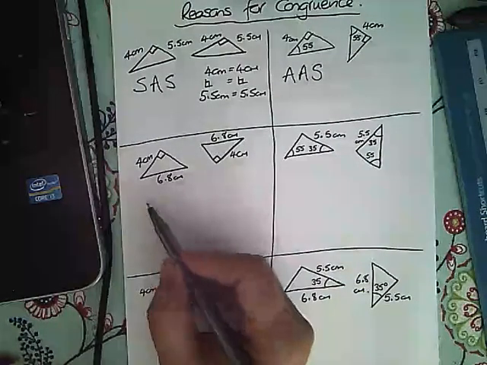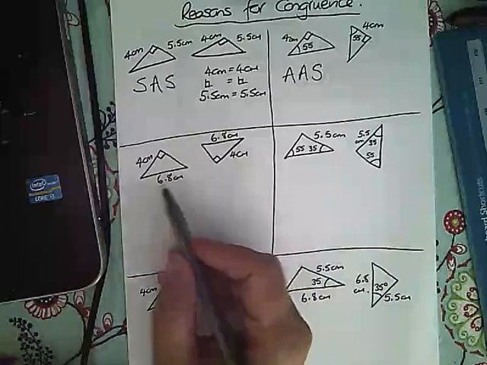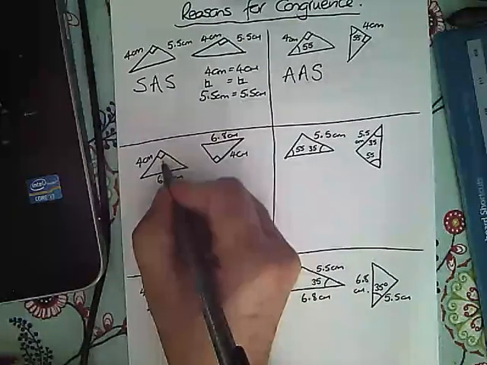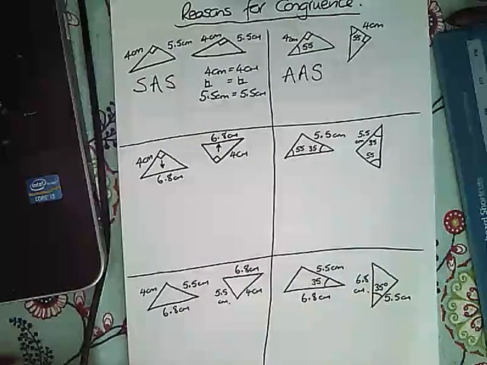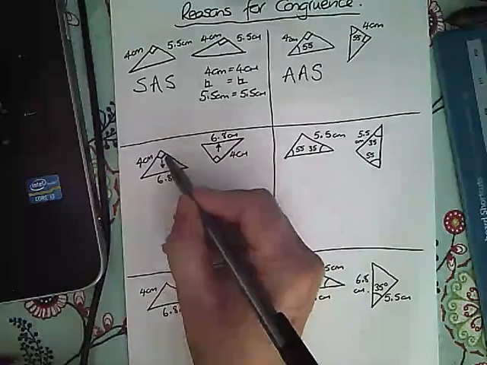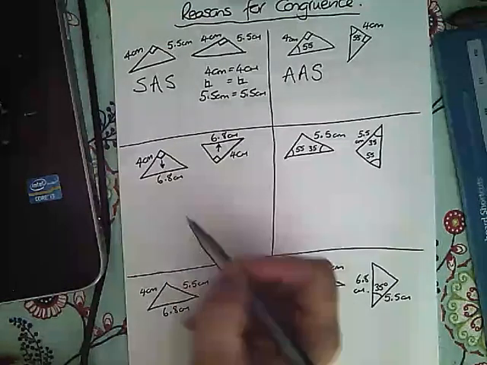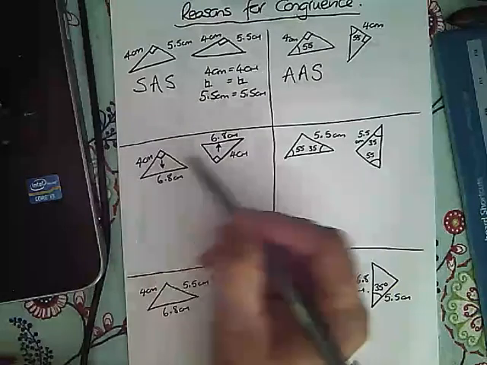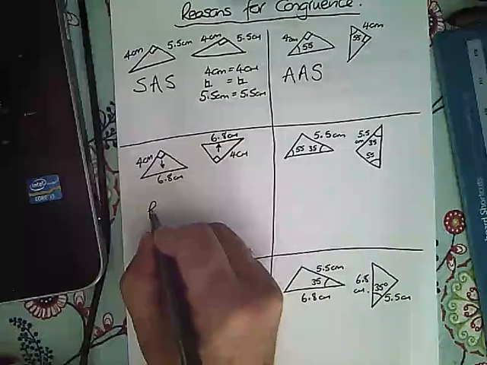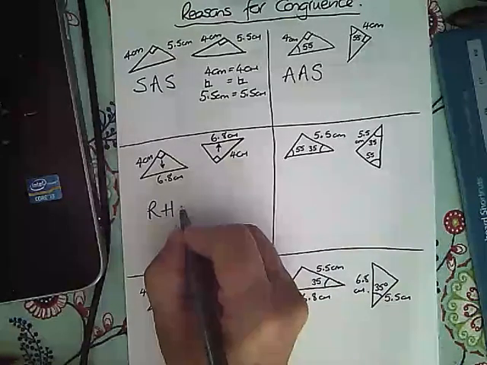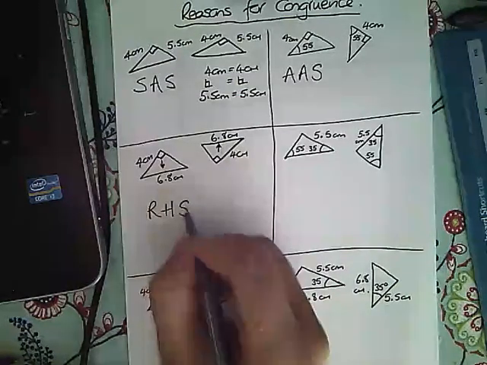In this example, we have got a hypotenuse in both triangles because the right angle is pointing towards the hypotenuse, and that is the same in each triangle. We have got a right angle because that's marked in our triangle, and we have got another side in the triangle. So the condition for congruence here is right angle, hypotenuse, and side.